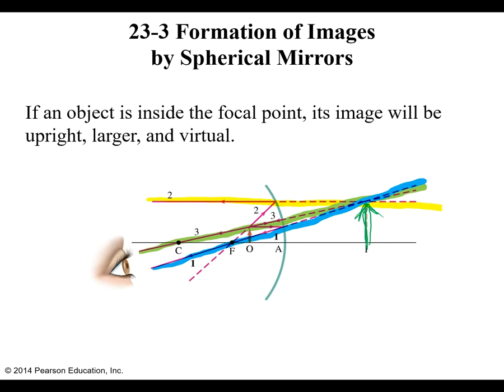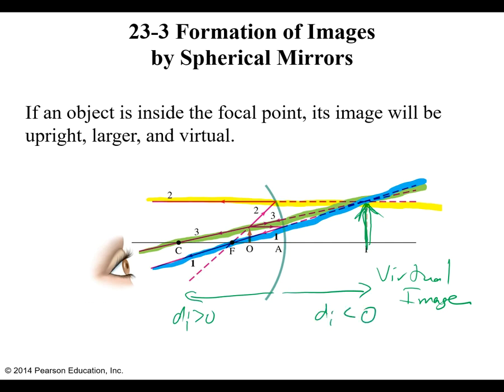Is the light really passing behind the mirror? No, it's not. Therefore, it is a virtual image. And since that direction is a positive image distance, then this direction is going to be a negative image distance. Notice also that your image is upright. So whether your image is upright, upside down, larger, smaller, real, virtual, it all depends on the location of the object and the location of the image.